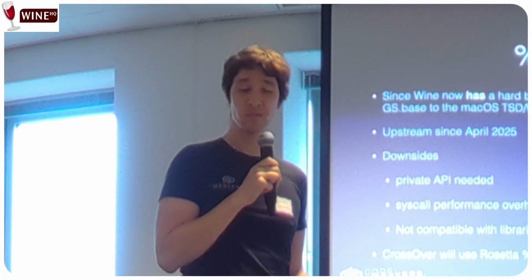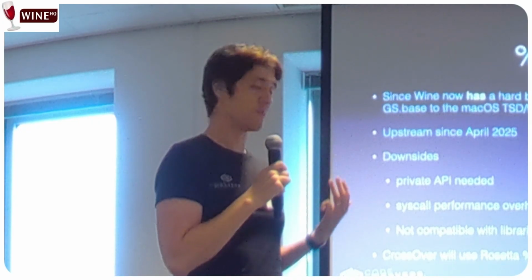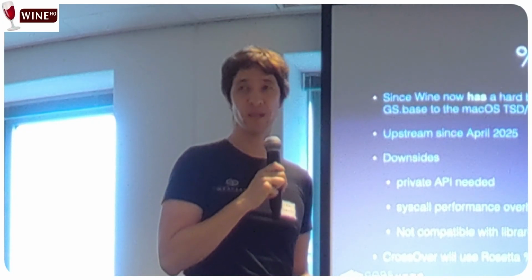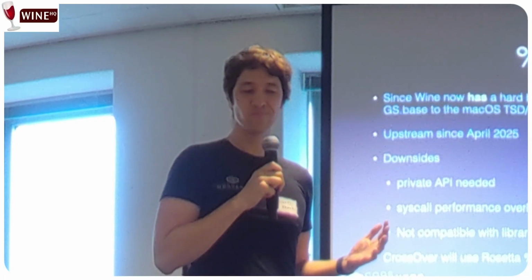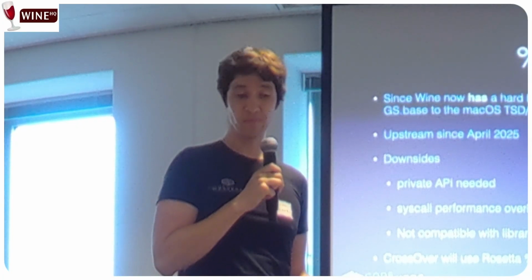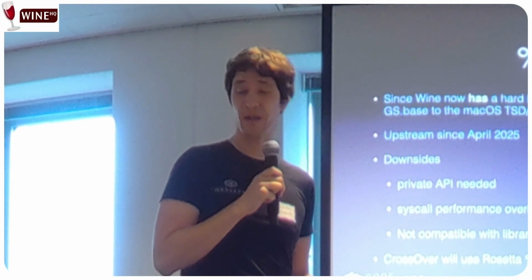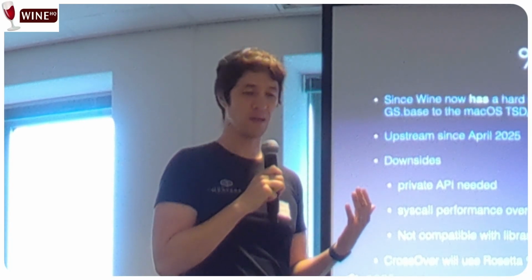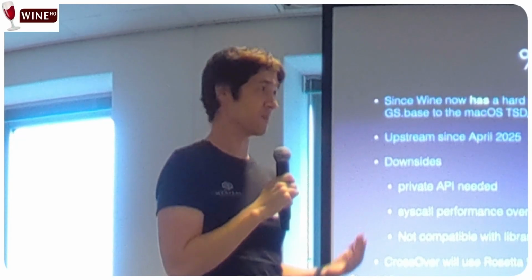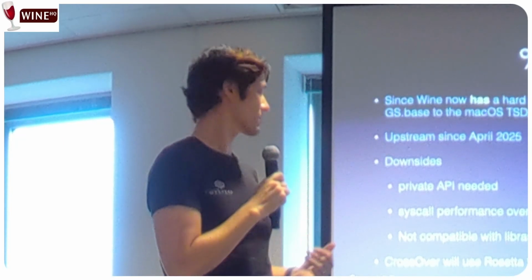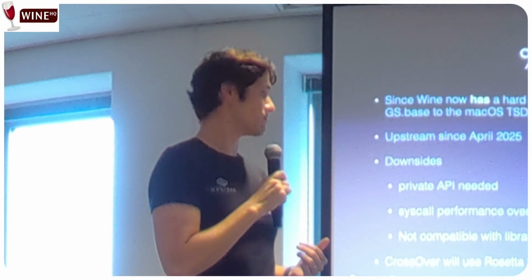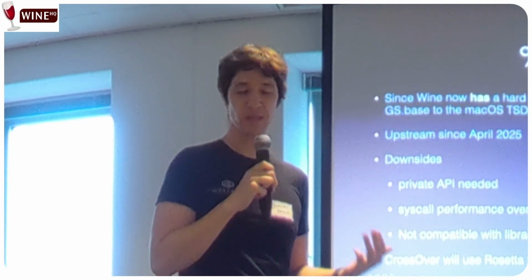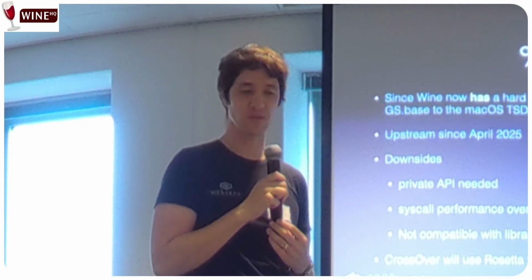There are some downsides, though. In particular, there's no public API to set GS space on Mac, so we're using a private API. That is a kernel syscall, so there's some performance overhead. If you're doing a Unix call or a syscall, you have to do that twice. You have to set it to Unix, set it back. I haven't seen a noticeable performance impact in the games, although we need to do some more testing on that.